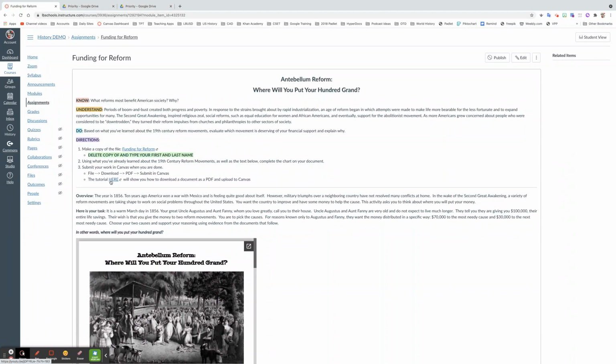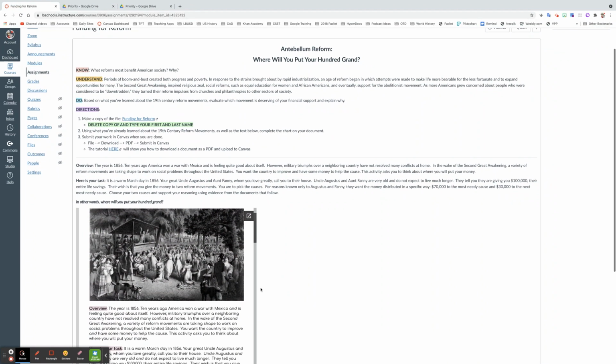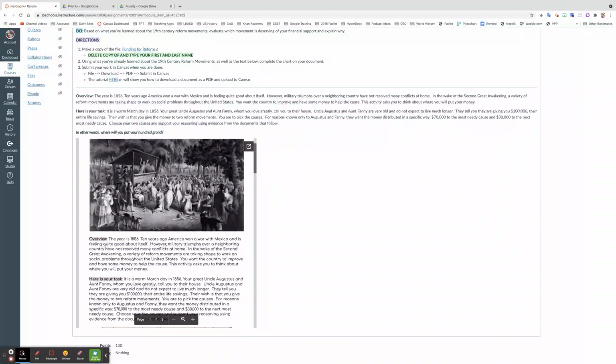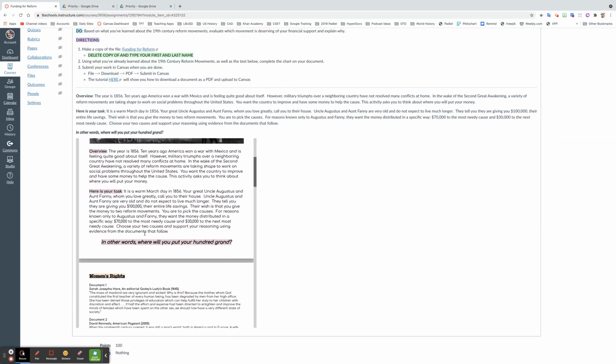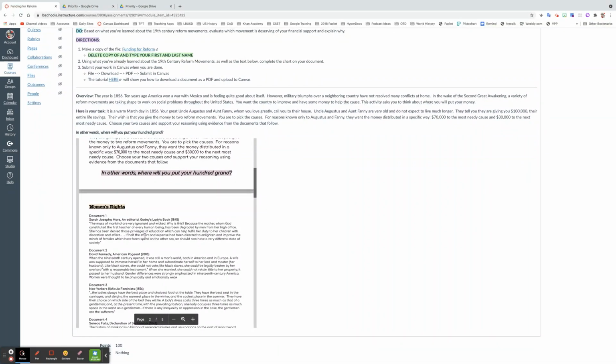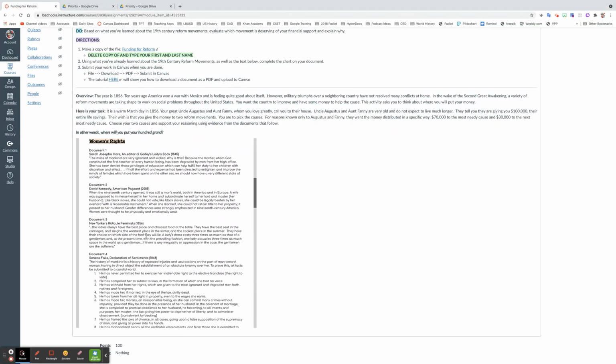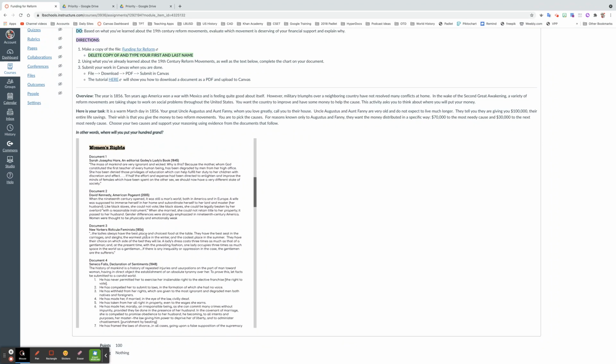Choose your two causes and support your reasoning using evidence from the documents that follow. And we've already gone over quite a lot of this, so the documents are there to just support and remind you. In other words, where will you put your 100 grand? Okay, so let's look first at this document and then I'll go through the top, reviewing the directions. The first page is the same as what we just talked about above with the overview and the task. Now you can see that this document is going to give you more support for more understanding of those movements that you have already learned about last week.